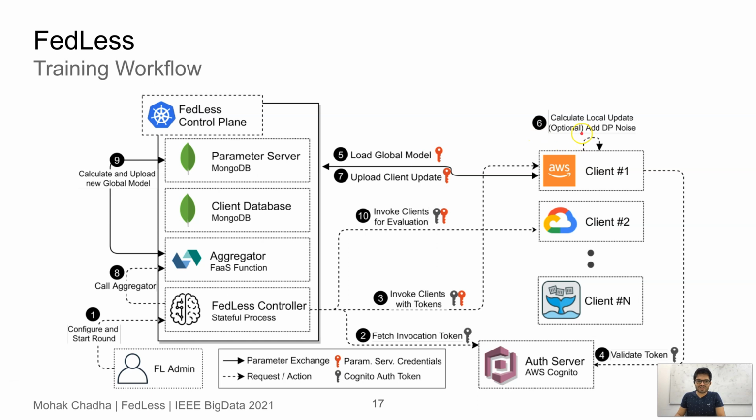The clients use their local datasets to perform the local training, optionally using local differential privacy. All clients upload their updated parameters. After all clients have finished training, the controller invokes the aggregator function, which aggregates the weights. The aggregator function updates the global model. The controller then starts the evaluation for determining the accuracy of the updated model. So the training process continues until a desired test accuracy is reached.